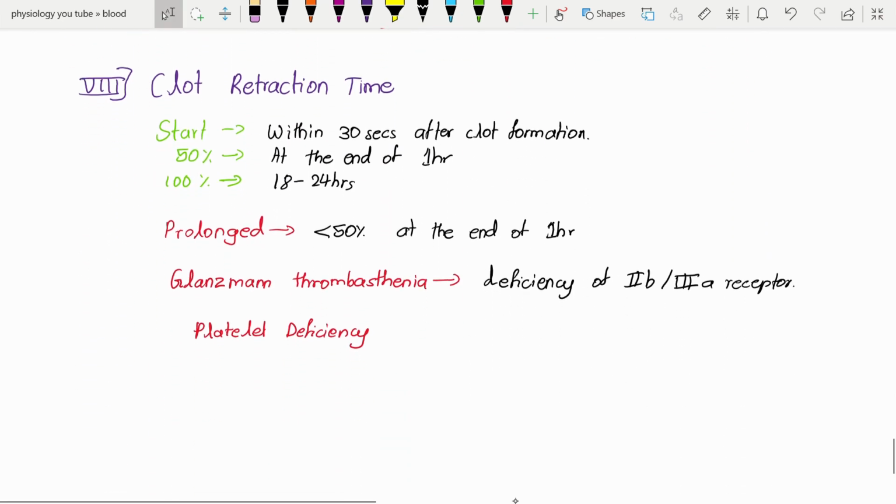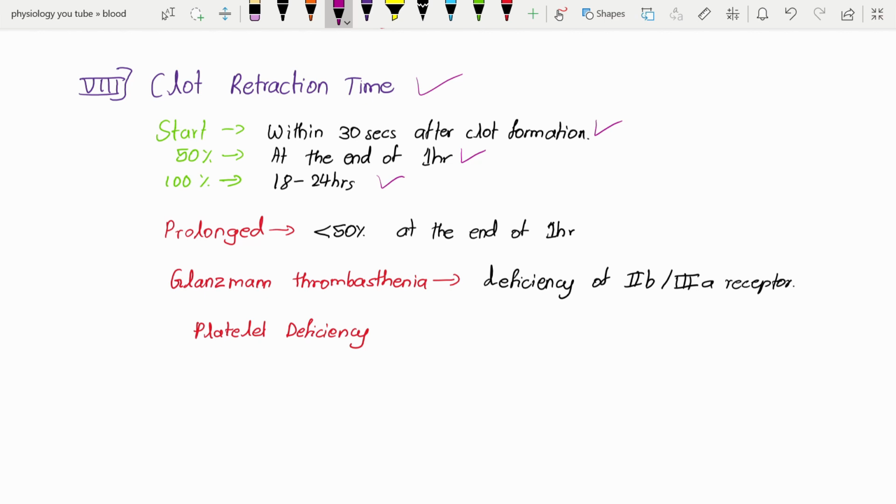Next comes the clot retraction time. The procedure is not explained here because I made a separate video. Just check it out in the I button. Timings: it starts within 30 seconds after the clot formation, and it reaches 50% at the end of 1 hour, and it completely forms within 1 day.